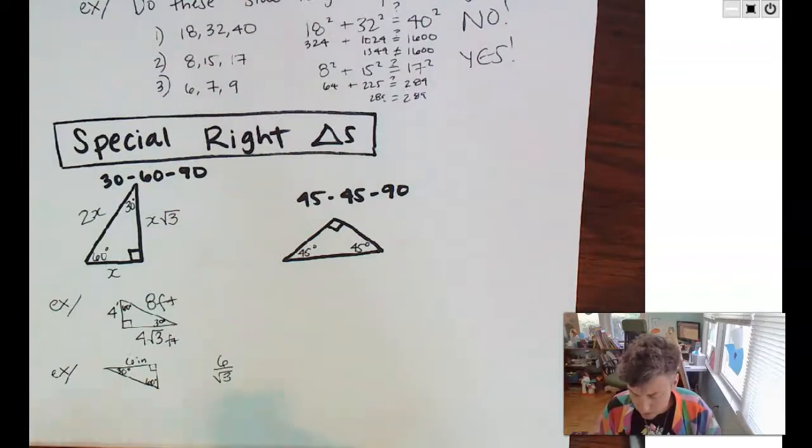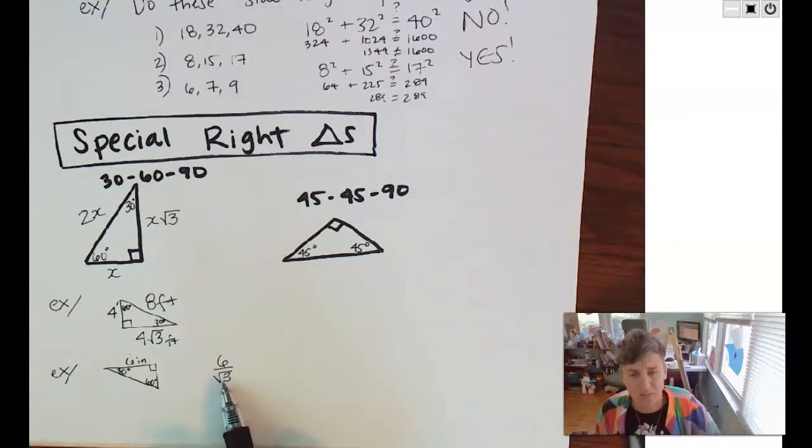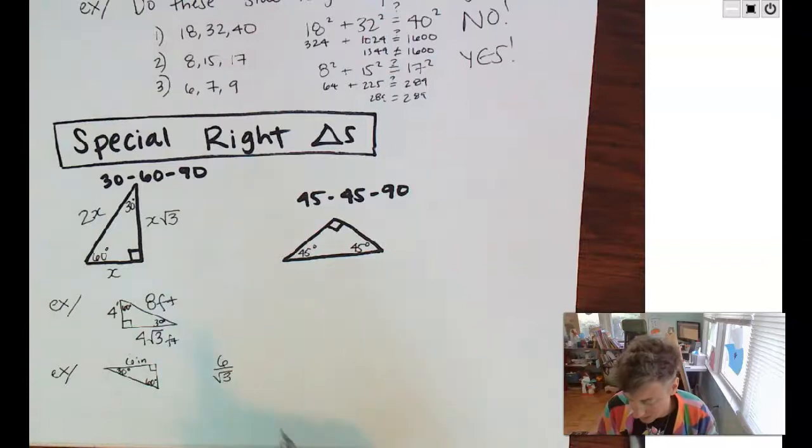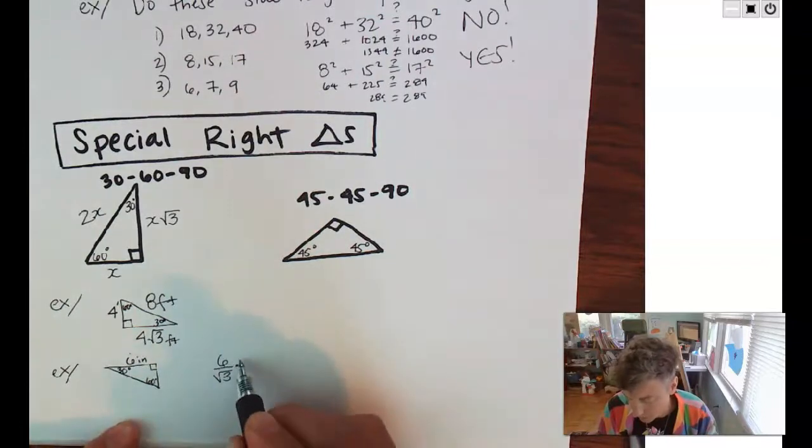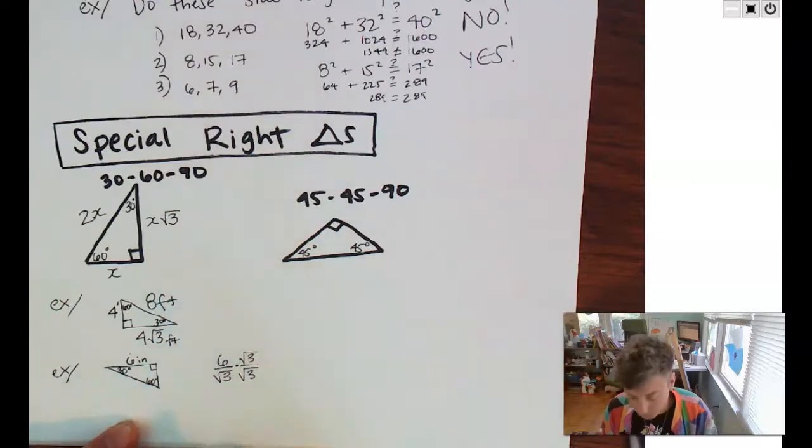Now, way back when we didn't have calculators, this was a horrendous task to do because you're dividing by an irrational number. So we developed this thing called rationalizing the denominator, where we multiply the numerator and the denominator by the square root of 3. Why do we do that?